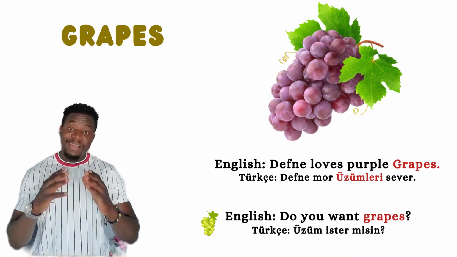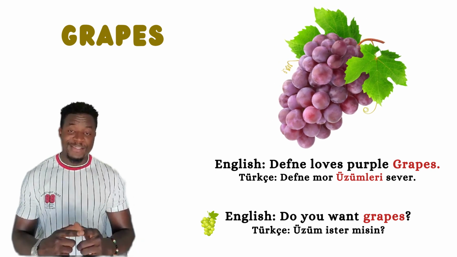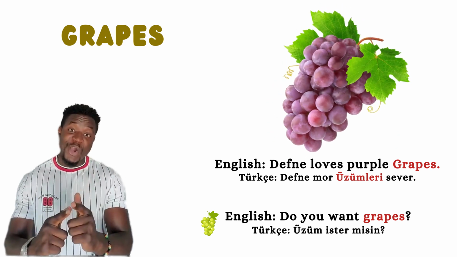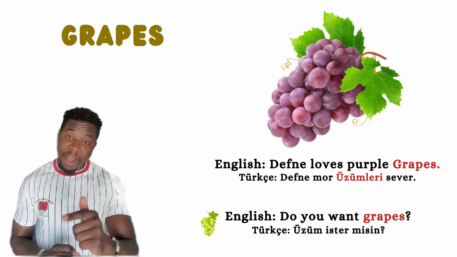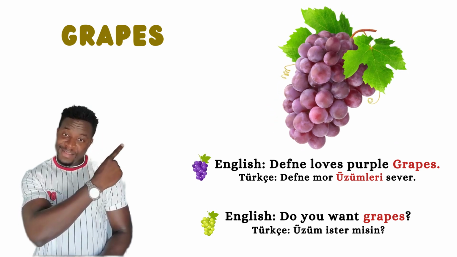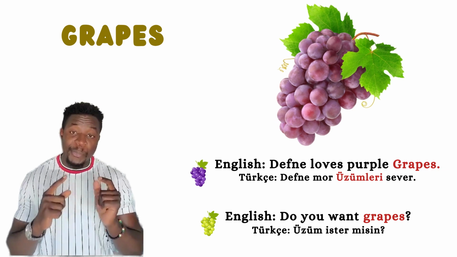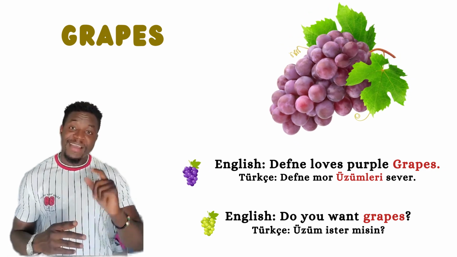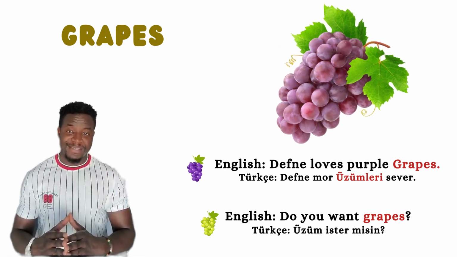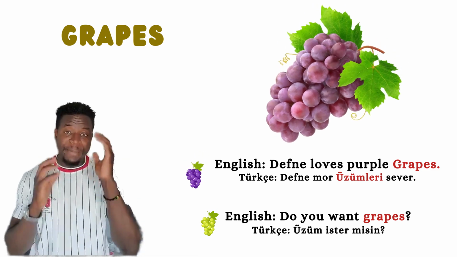Now, let's make some example sentences using the word grapes. Are you ready for that? Let's go. An example sentence could be, as you can see here, Daphne loves purple grapes. That is an example of the word grapes.